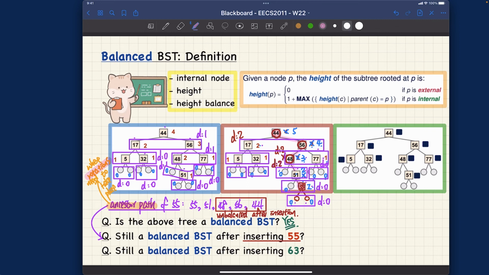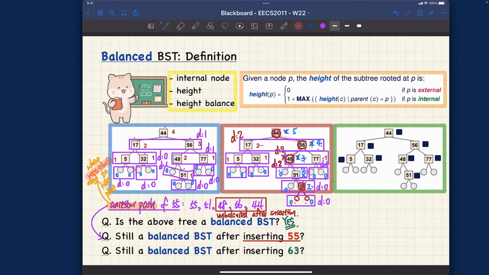Okay. What about the third question over here? Let's say we want to insert another value over here. Let's say we still got this tree to start with, and we want to insert 63. Let's say, how can we do that? Let's take a look. And for this one here, let's still do the exercise together with you quickly.